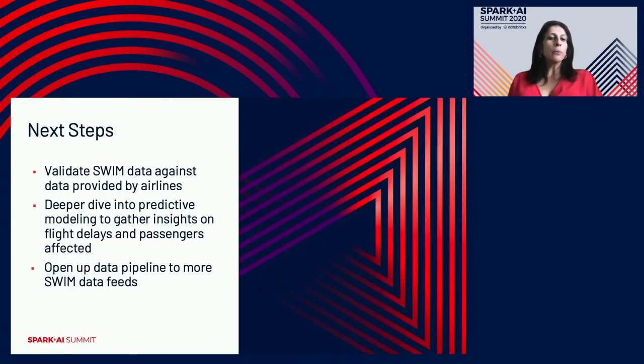So where are we going from here? Well, the first thing we'd like to do is take the data that we processed and validate it against the data being provided by the airlines. When the airlines give the data to BTS, they're able to look at it, and we can compare it against the SWIM data to see if the same information is available through these SWIM data messages.